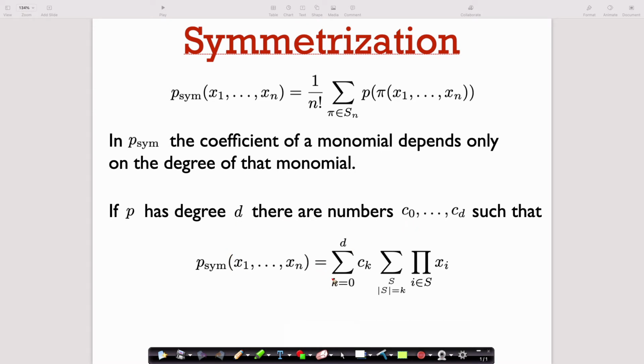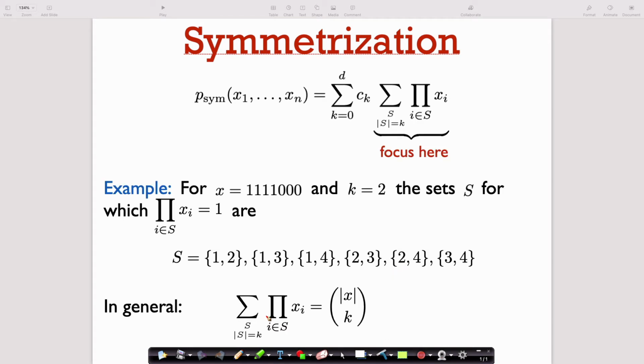So we can write p sim in the following way. Our original p was degree d. So we can write p sim as a sum from k equals 0 to d of this coefficient ck, and that coefficient is going to multiply every single monomial of degree k. So p sim has a particularly simple form here, and it's just described by d+1 many numbers. Here's our symmetric polynomial, and now we're going to try to simplify it even further. So focus on this term here, right?